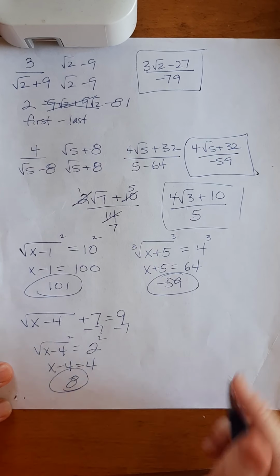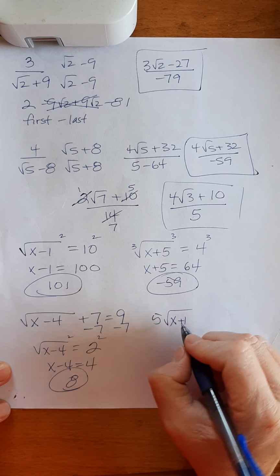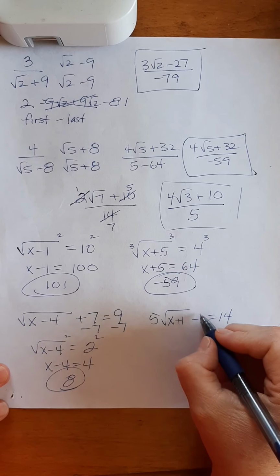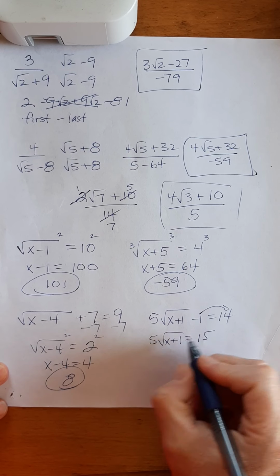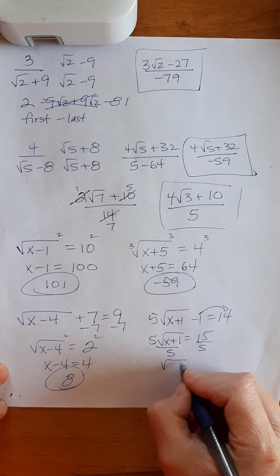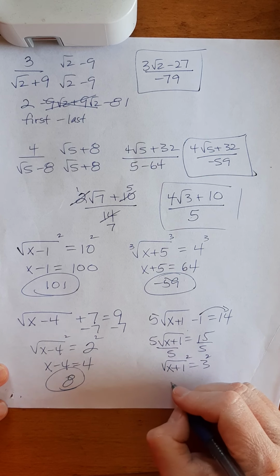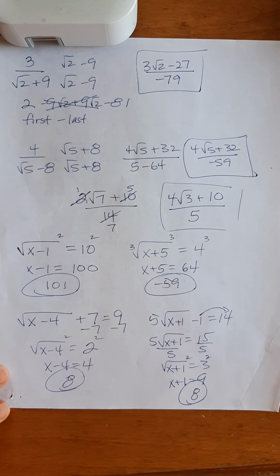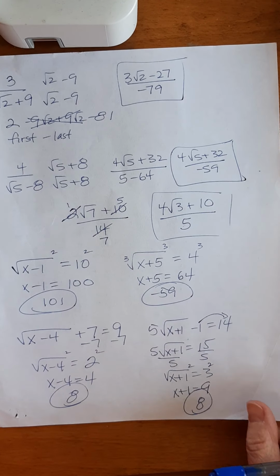You can even have a coefficient out front. 5 times, I will say, square root of x plus 1 minus 1 equals 14. Add the 1 to give you 15. And then before you square both sides, got to get rid of the 5. So square root of x plus 1 equals 3. Square it. x plus 1 equals 9. x equals 8.